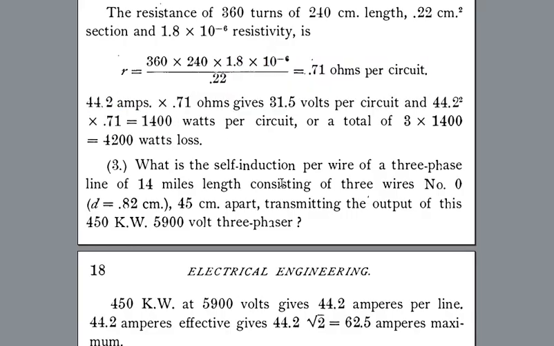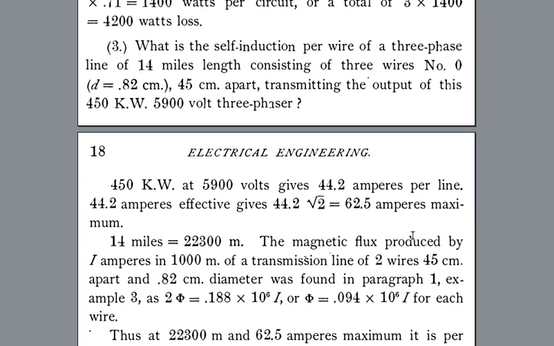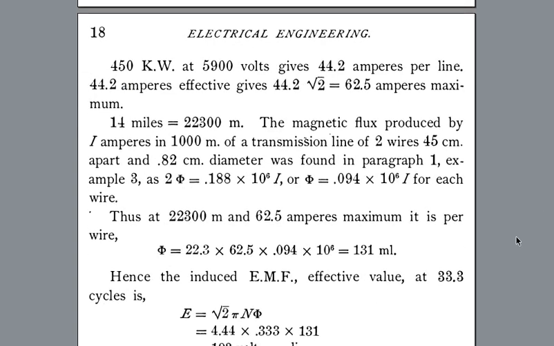Example 3. What is the self-induction per wire of a three-phase line of 14 miles length, consisting of 3 wires number 0 double 0, diameter 0.82 centimeters at 45 centimeters apart, transmitting the output of this 450 kilowatt 5900 volt three-phaser? 450 kilowatts at 5900 volts gives 44.2 amperes per line. 44.2 amperes effective gives 44.2 times square root 2 equals 62.5 amperes maximum. 14 miles equals 22,300 meters.